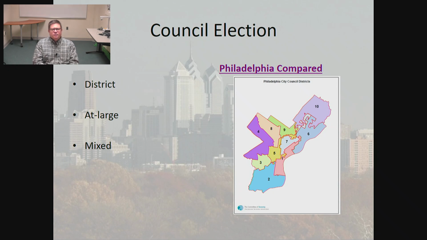Now, what about councils? How do we get them? Well, there are three basic ways that we get councils, and luckily we have Philadelphia very much nearby that provides kind of a mix of the two. The first is the idea of having district elections. So, for example, you take a look at this map of Philadelphia, and there are 10 districts there, and each one of those districts represents a certain set of neighborhoods or a certain population of the city.